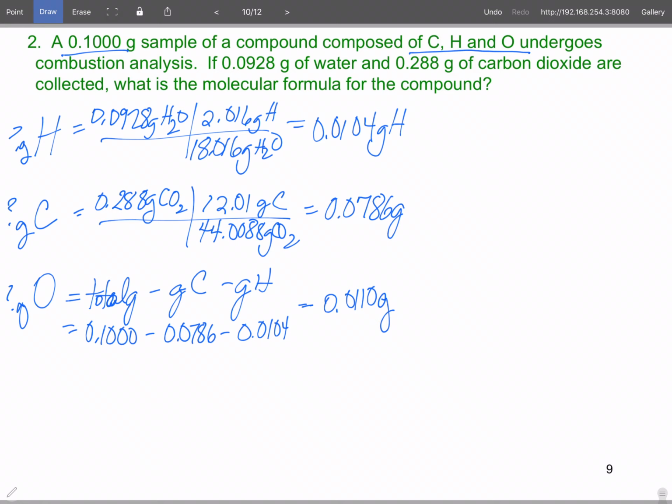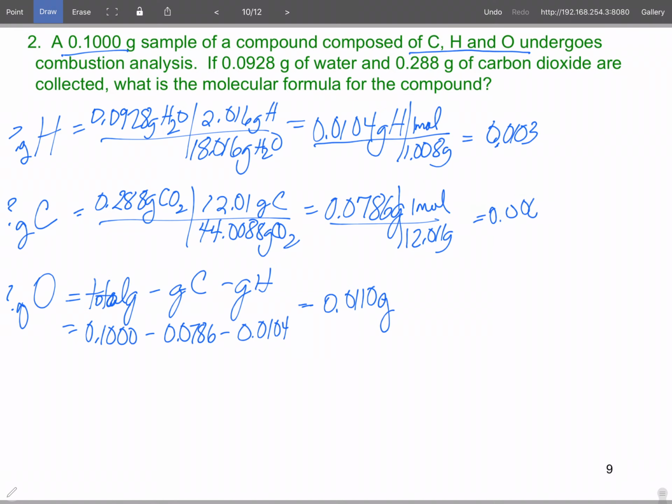Now, we're going to divide by the smallest. Nope, not yet. We have to get to moles first. So let's get them to moles. 1.008 grams per 1 mole is 0.0103, 12.011 grams per 1 mole is equal to 0.006544. This is 15.9994 grams per 1 mole. So that would be a whopping 6.875 times 10 to the minus 4th moles.